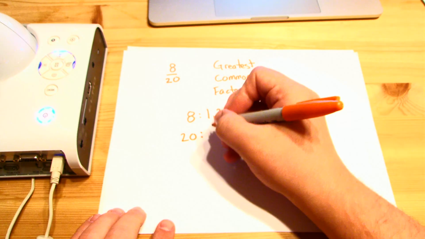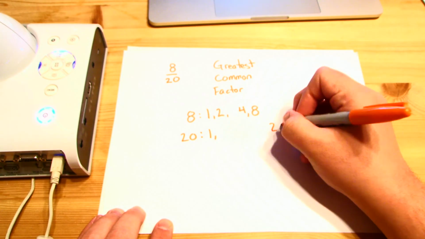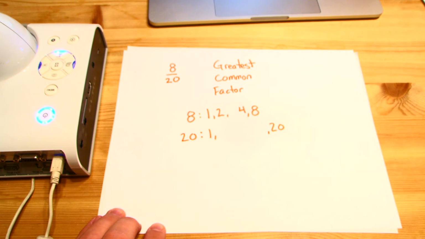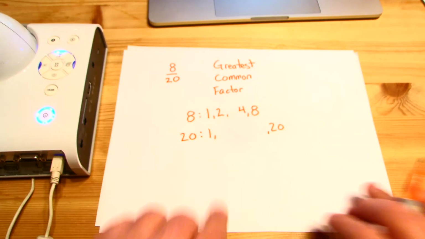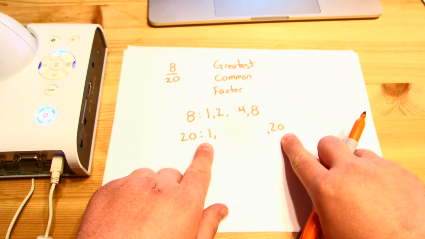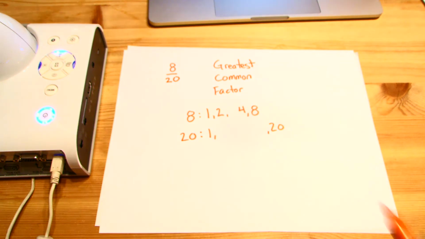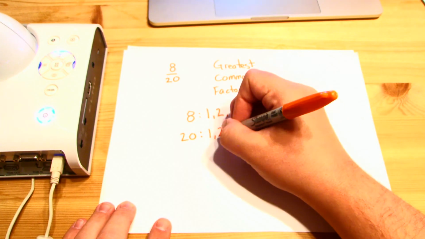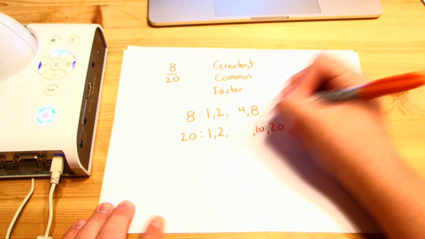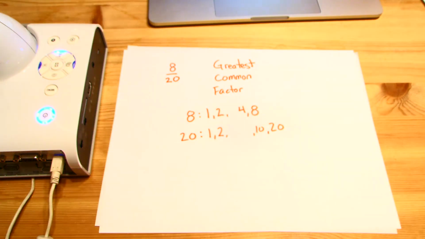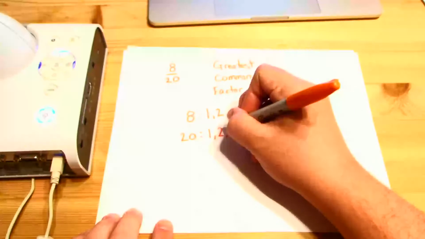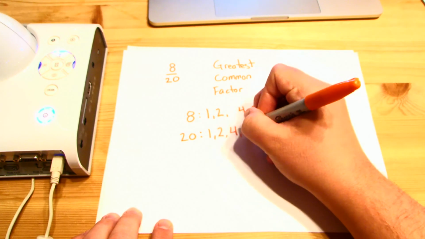Again, I know 1 times 20 equals 20. Okay, when you're looking for factors, you know that at least 1 and the number itself are always going to be factors. Okay, so that's kind of nice. You always know at least 2 of the answers. So I know if I multiply 2 times 10, I get 20 as well. I can't multiply 3 by anything to get 20, but I can multiply 4 times 5 to get 20.